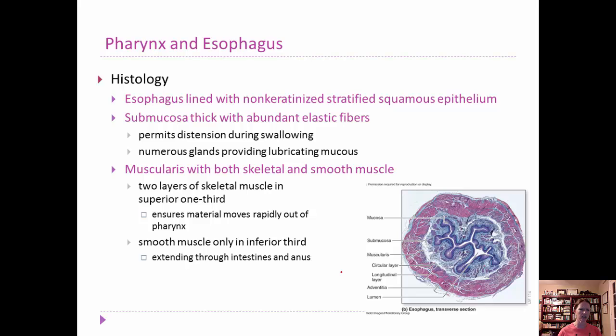And then the rest of it is going to be smooth muscle. And that smooth muscle is going to extend all the way through the intestines, the small intestine, the large intestine, and the anus as well. So this is a great little picture over here to the side because it shows you what the esophagus looks like when there's nothing in it. It shows you how it's collapsed whenever there's nothing in it.